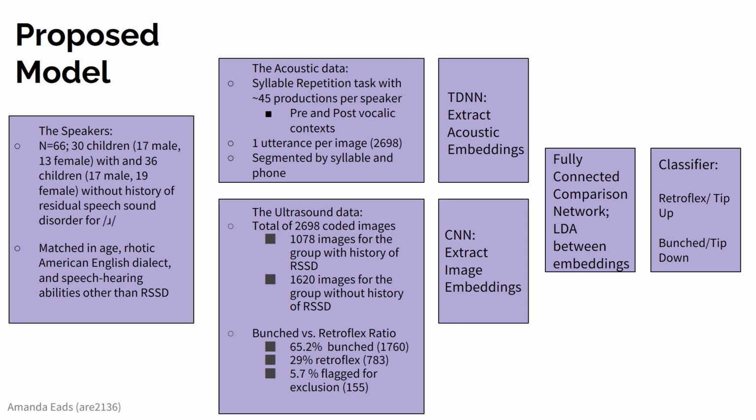Ultimately, I propose to pursue a TDNN to extract the acoustic embeddings from the acoustic data, a CNN to extract image embeddings, and then put those into a fully connected comparison network to do an LDA between the embeddings to ultimately classify tongue shape, retroflex or bunched, based on acoustic data.